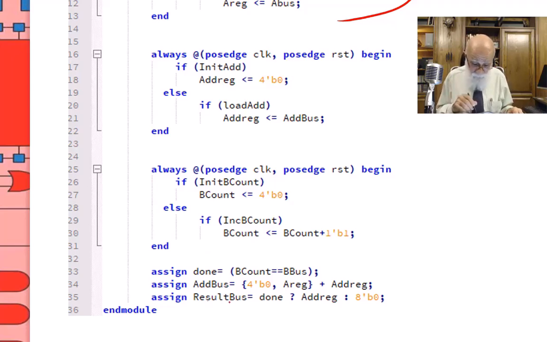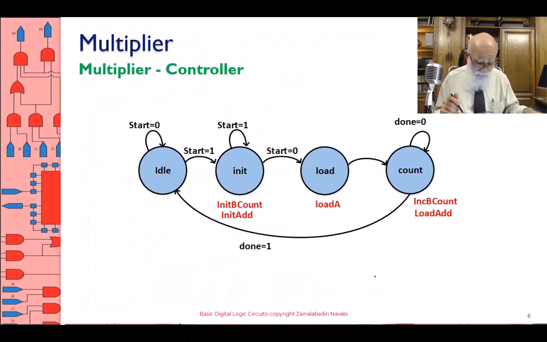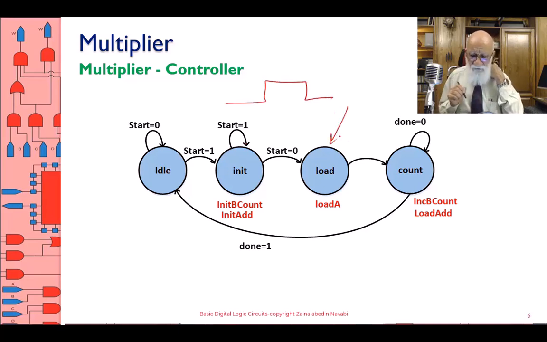And then on line 35, it puts the contents of the add register on the result bus. That's the data path. And this is the controller. Look, I wait for a start. When the start is received, when the start is 1 and then back to 0, I do the loading of A. And then I wait in the counter state until done is issued. When done is issued, I go to the idle state and I'm all done, waiting for the next start signal.